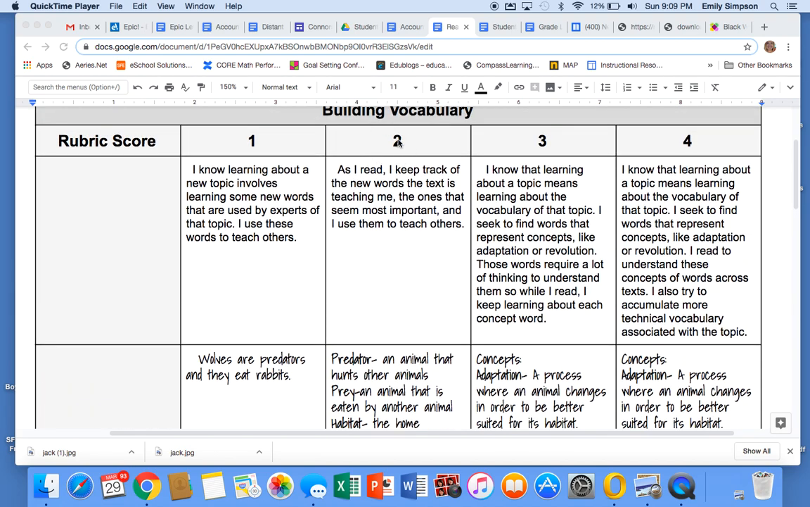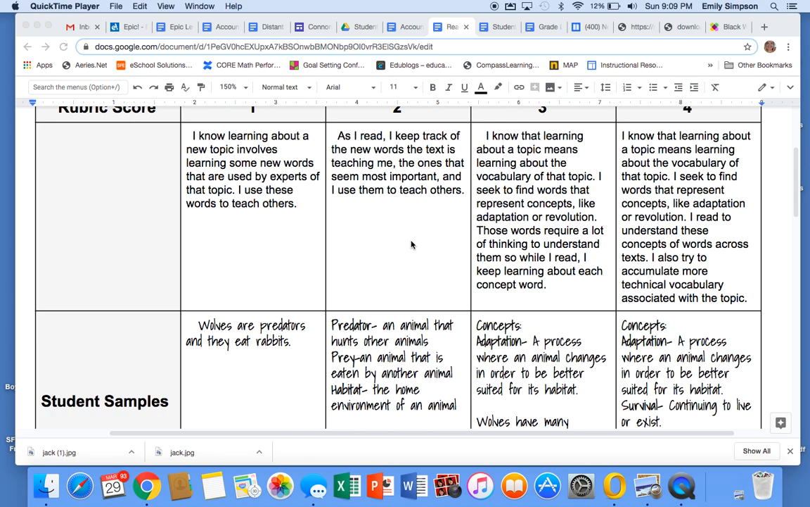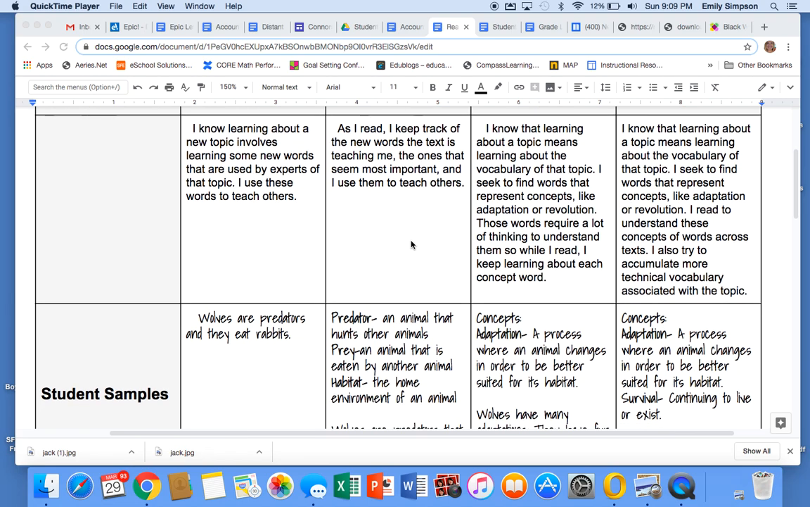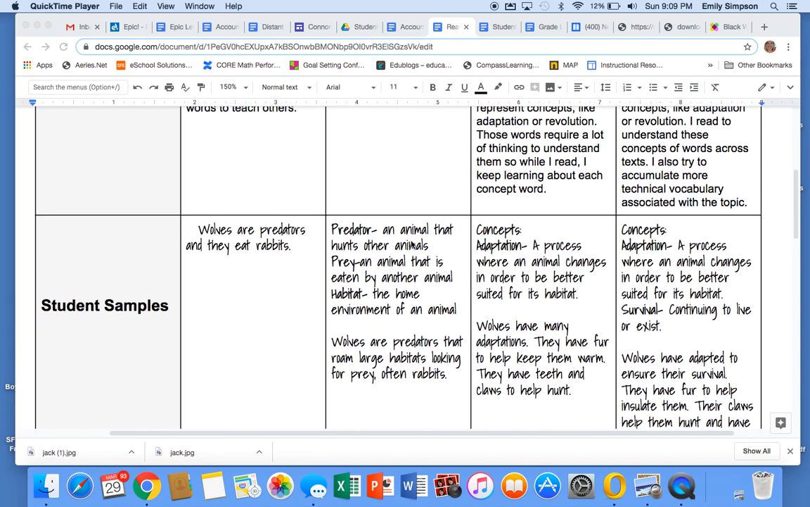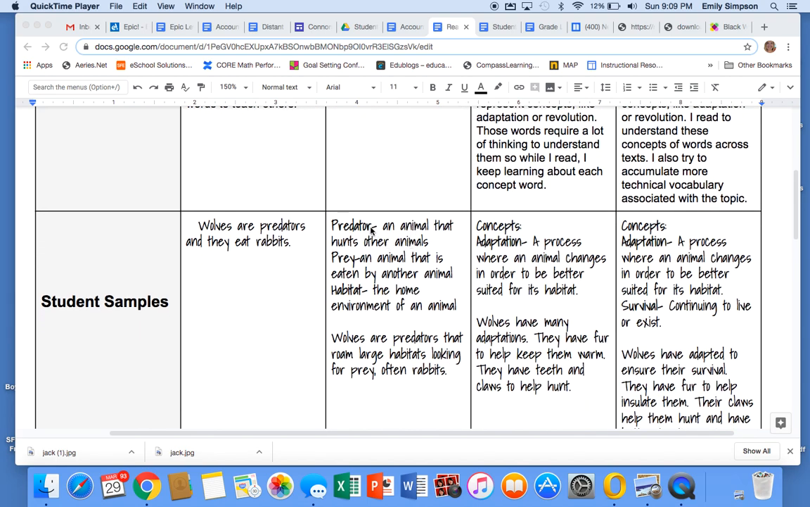As we move to a level 2, students are doing everything that level 1 students are doing, but they're also keeping track of the new words the text is teaching, the ones that are most important. And I use them to teach others. So you're trying to use these words when you talk to someone about the topic or when you're writing about the topic. So if you scroll down to student samples, you'll see this student has begun to make a word bank and is keeping track of some of the important vocabulary words on the topic of wolves.